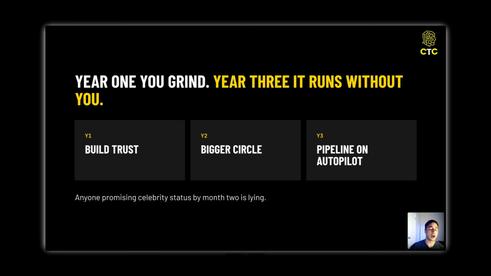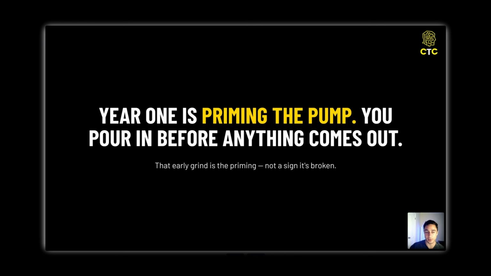Year 1 is largely going to be built around building trust and credibility. Year 2 is going to be about expanding our circle. Year 3 is going to be pretty much running everything on autopilot. And anybody telling you that you're going to be able to get these results by month 2 is simply being dishonest, okay? Year 1 is all about priming the pump.